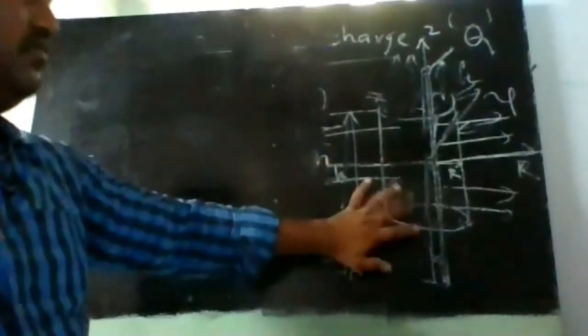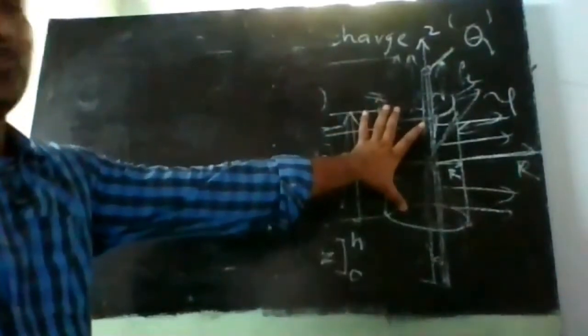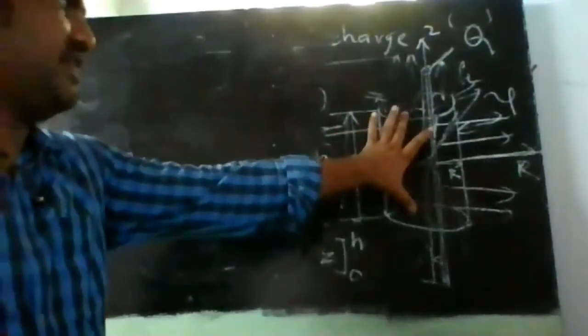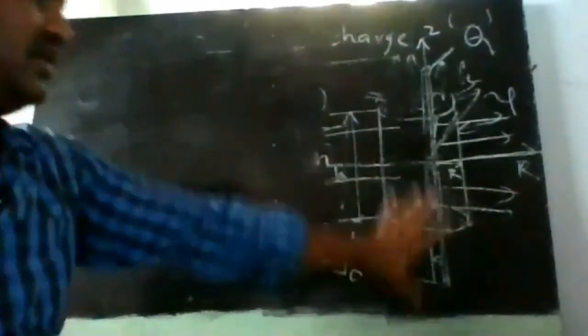Now the third point is the choice of the normal plane. There are three surfaces here: top plane, bottom plane, and side plane. Top plane and bottom plane cannot be taken as normal, because the Gaussian surface is not completely enclosing the line charge.